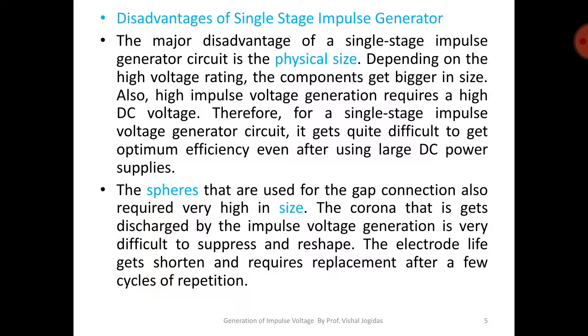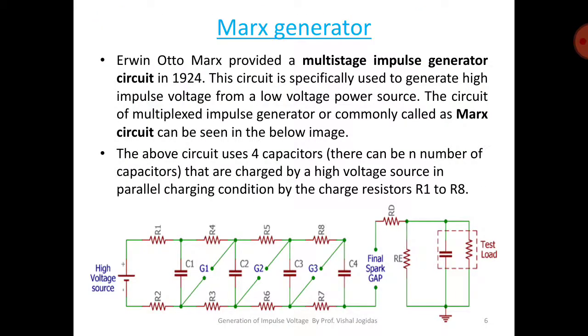Now the question is, what is the solution? The solution is the multi-stage impulse generator, and it is popularly known as the Marx generator because Erwin Otto Marx provided a multi-stage impulse generator circuit in 1924. This circuit is specially used to generate high impulse voltage from a low voltage power source.